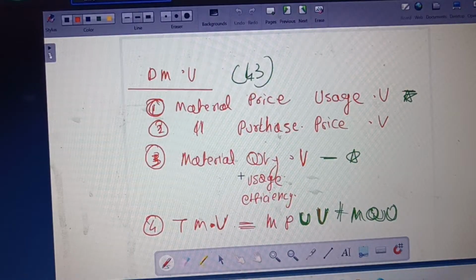Material purchase price variance is before the usage, right? When we are purchasing the item from a supplier, the price that we pay is called material purchase price variance. There might be 2 or 3 suppliers charging different prices for the same product. So obviously the budget will be different from the actual.